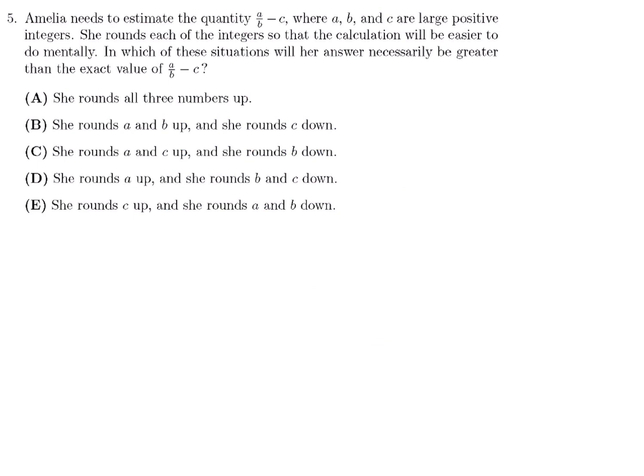Amelia needs to estimate the quantity of A over B minus C, where A, B, and C are large positive integers. She rounds each of the integers so that the calculation will be easier to do mentally. In which of these situations will her answer necessarily be greater than the exact value of A over B minus C? Well, when you estimate, it will be greater as follows.